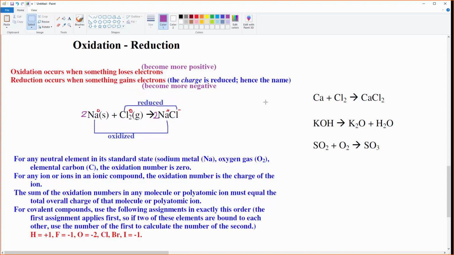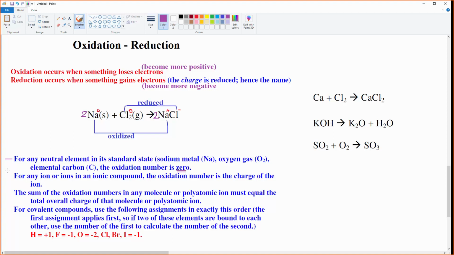All right, so here are the rules for assigning oxidation numbers. Once we assign oxidation numbers, we can just compare what they become to see what was oxidized and what was reduced. Most of these will be pretty straightforward. If you're a neutral element, in standard state, you don't have a charge, so your oxidation number is the same as the charge, which is 0.